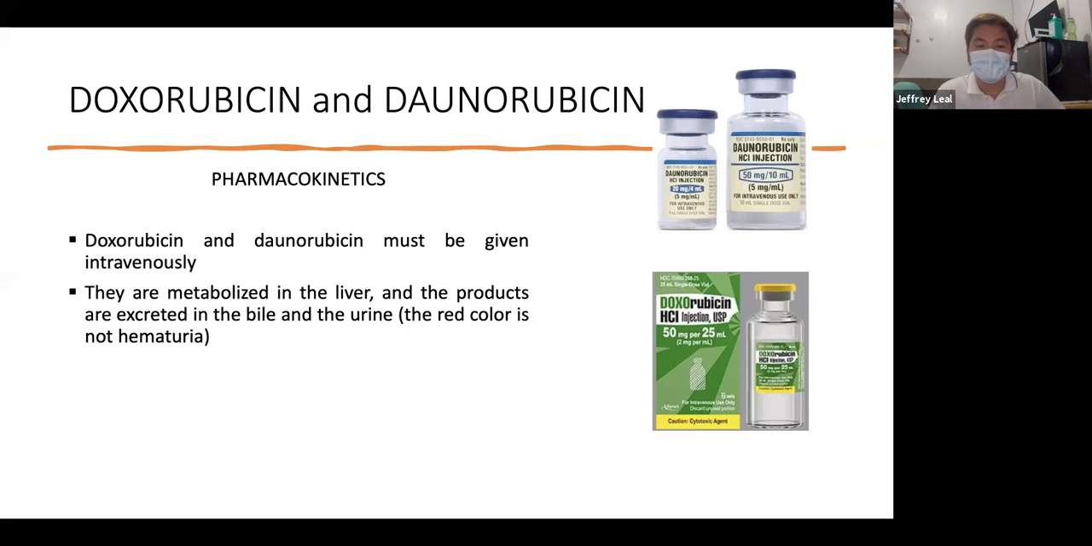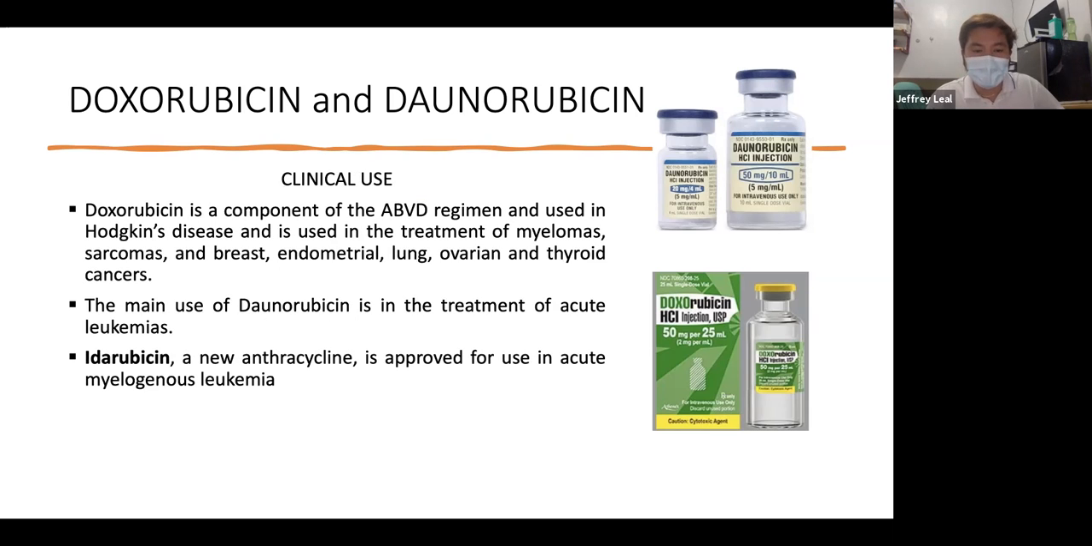They must be given intravenously, and they are metabolized in the liver, and the products are excreted in the bile and in the urine. So the red color is not hematuria upon using doxorubicin and daunorubicin, unlike yung nagkakaroon ng acrolein. Okay? Doxorubicin is a component of your ABVD regimen, and they are used in the treatment of Hodgkin's lymphoma, and also used in the treatment of myelomas, sarcomas, breast CA, endometrial CA, lung cancers, ovarian cancers, and thyroid cancers.